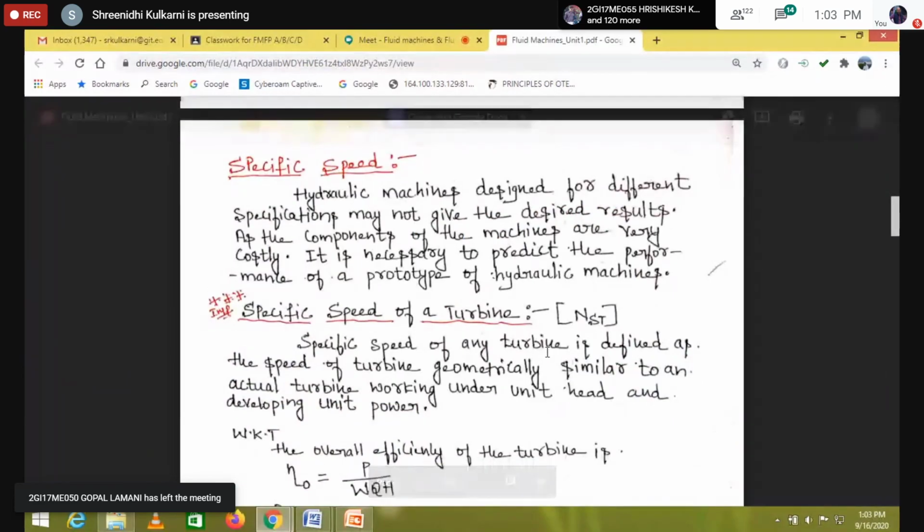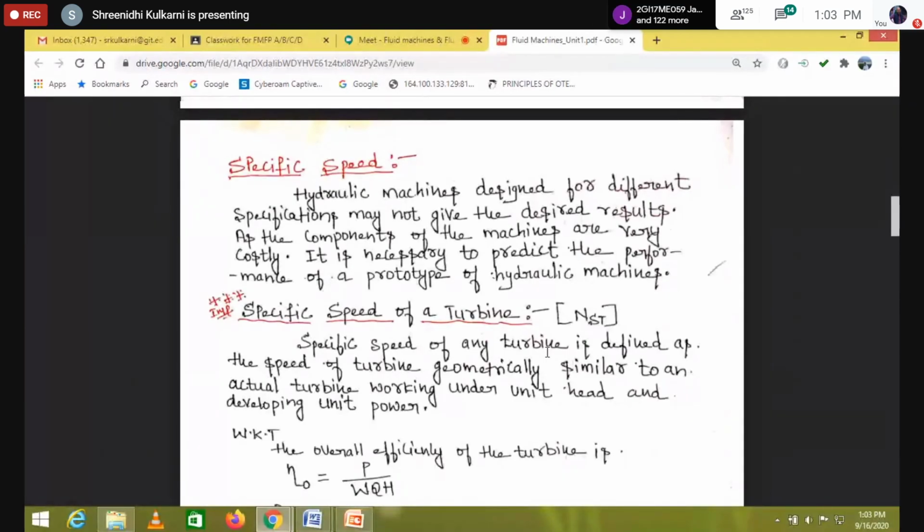So here, a hydraulic machine designed for different specifications may not give the desired results. Whatever the hydraulic machines, Francis, Kaplan and Pelton, it won't give the desired result, as the components of the machines are very costly. If we go to the Pelton wheel, the size of the Pelton wheel blade is the size of a room. That much huge size we have. That's why it is costlier.